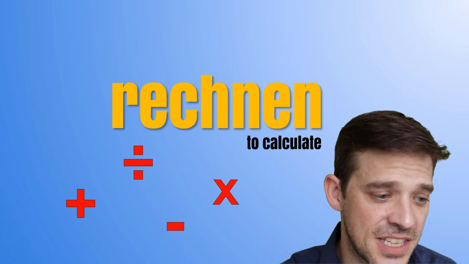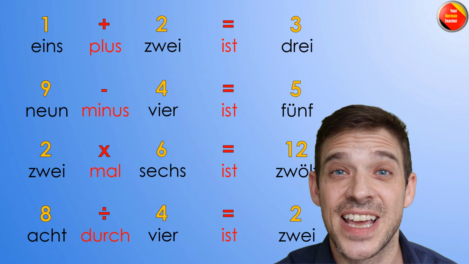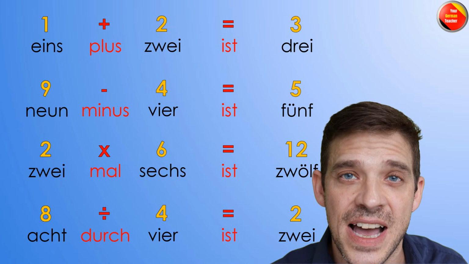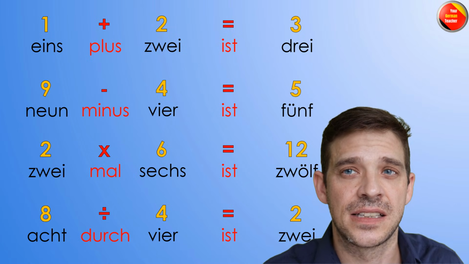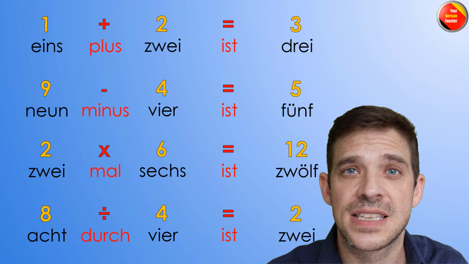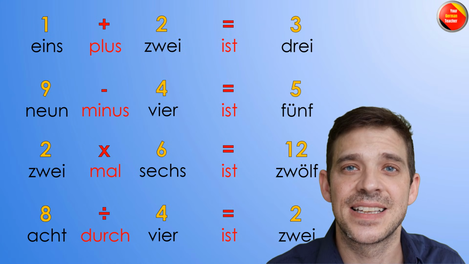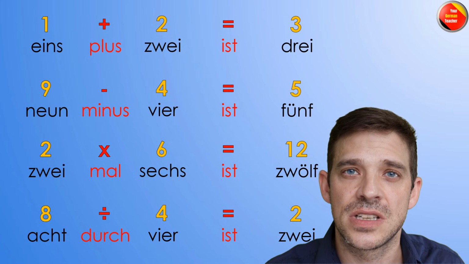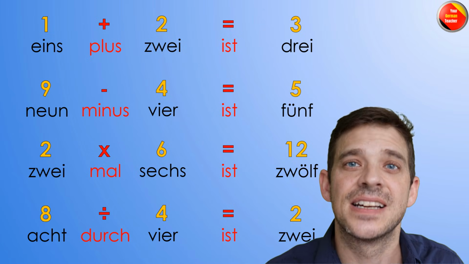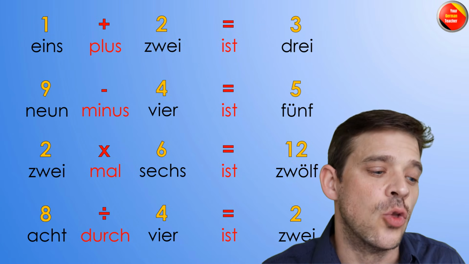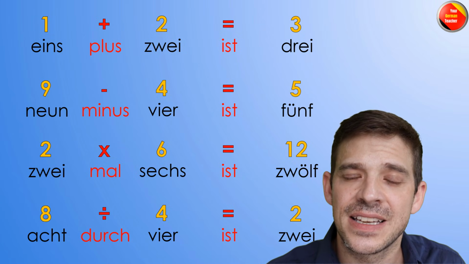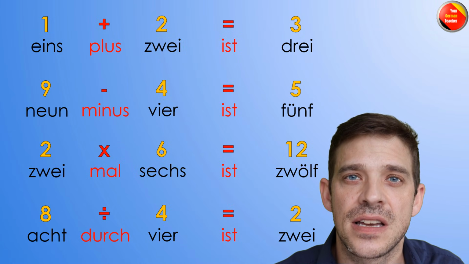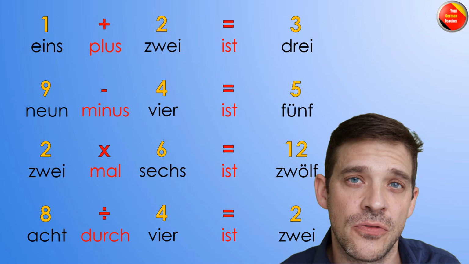Alright, let's do some small calculation exercises. First one is 1 plus 2 ist 3. Plus is plus and ist is equals. 1 plus 2 ist 3. The next one, 9 minus 4 ist 5.